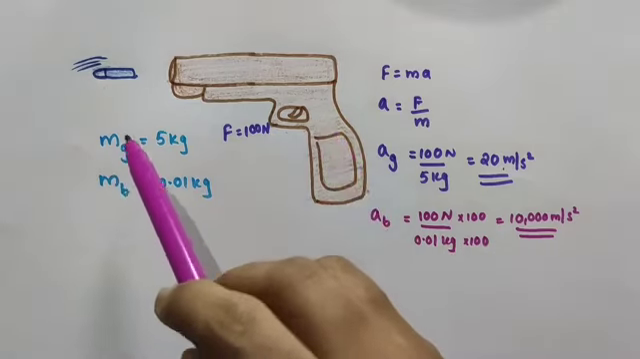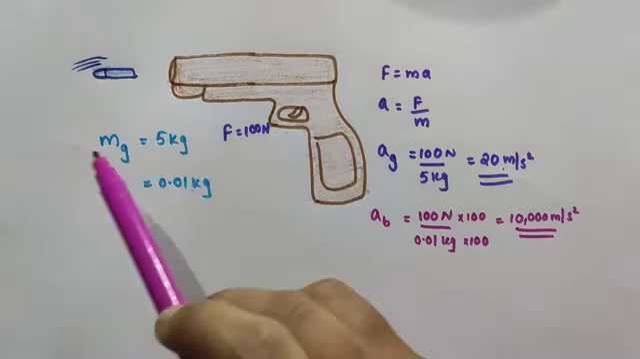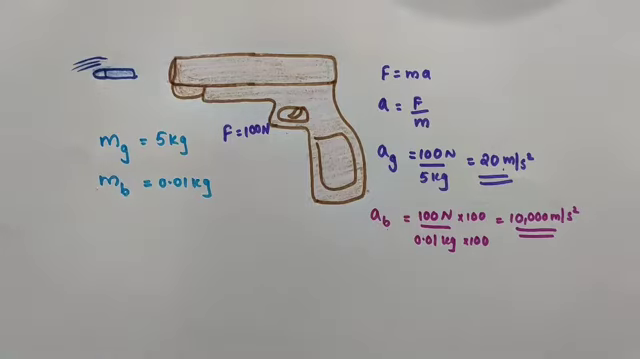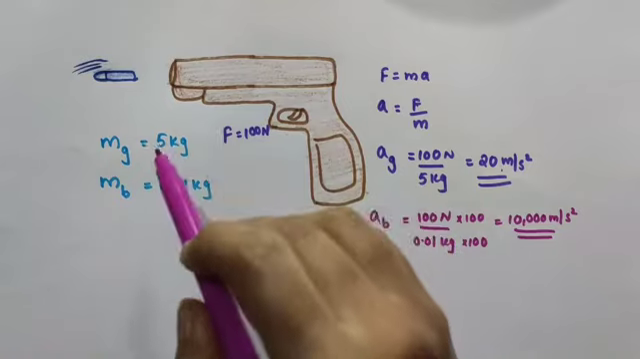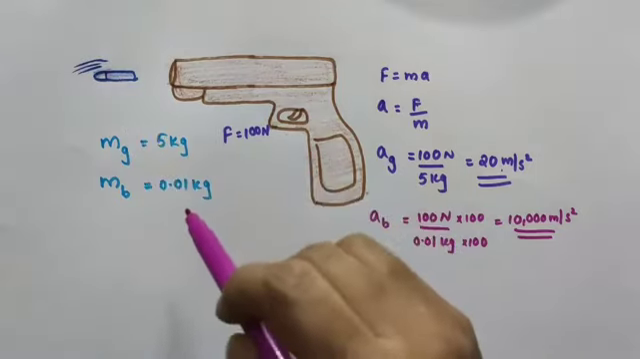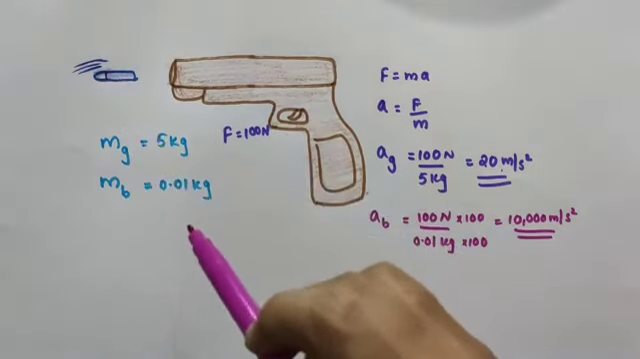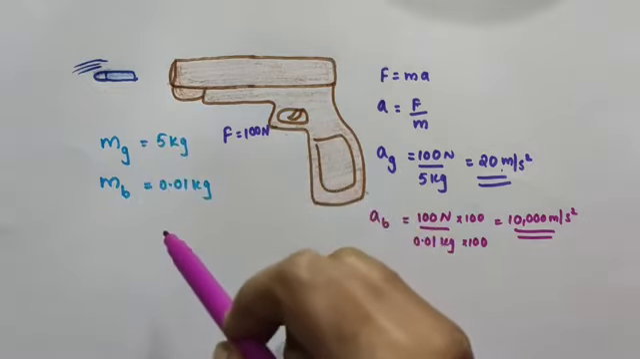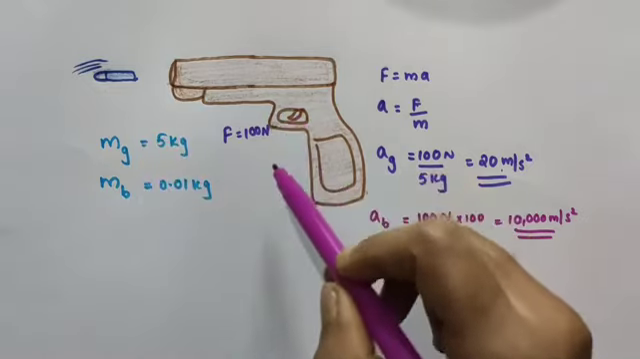Now, let the mass of the gun be m_g, let it be 5 kg. And let the mass of the bullet m_b be 0.01 kg. So, mass of the gun is 5 kg and mass of the bullet is 0.01 kg. That is, the gun has much greater mass than the bullet. So, what will be the acceleration of the gun?